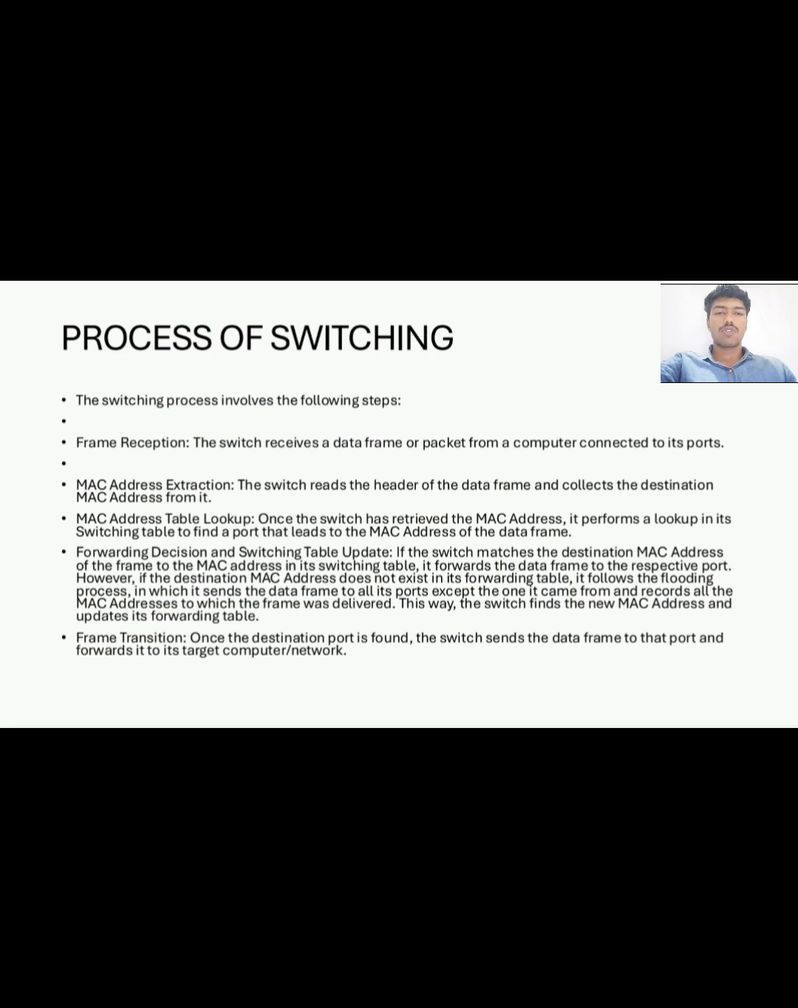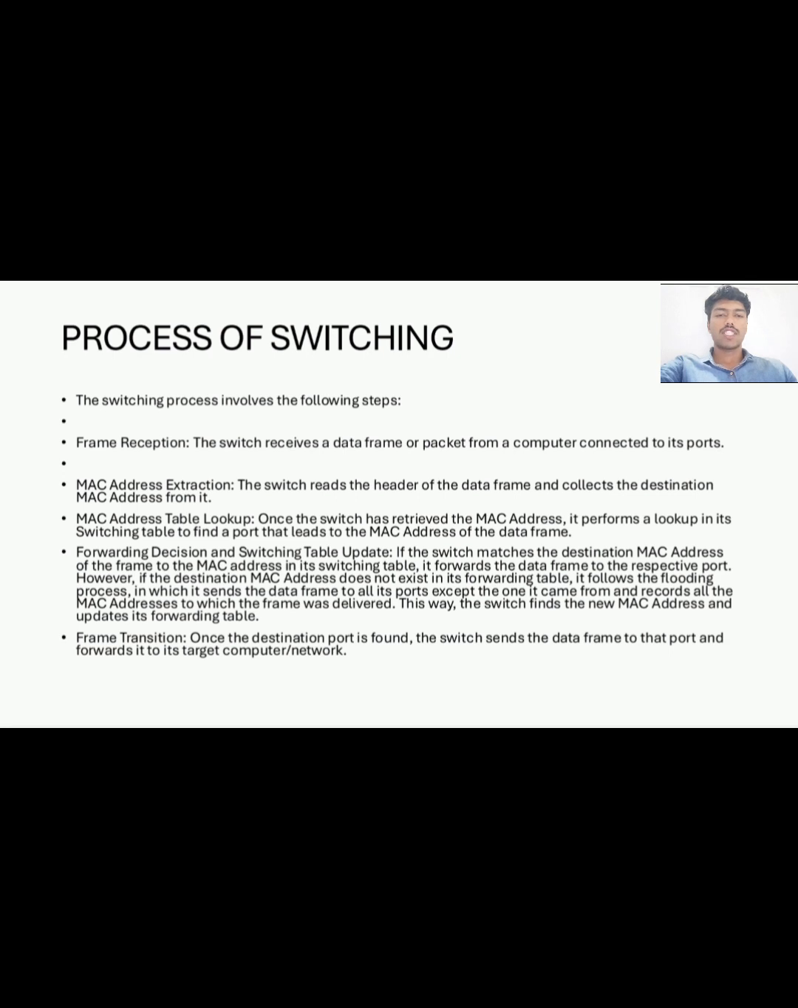MAC address table lookup. Once the switch has retrieved the MAC address, it performs a lookup in its switching table to find a port that leads to the MAC address of the data frame. This is called MAC address table lookup. Forwarding decision and switching table update. If the switch matches the destination MAC address of the frame to the MAC address in its switching table, it forwards the data frame to the respective port.